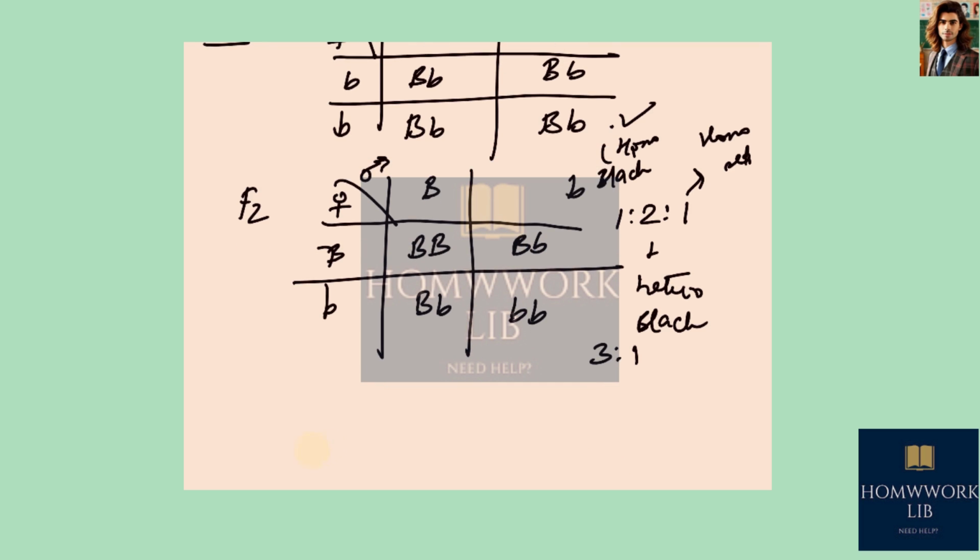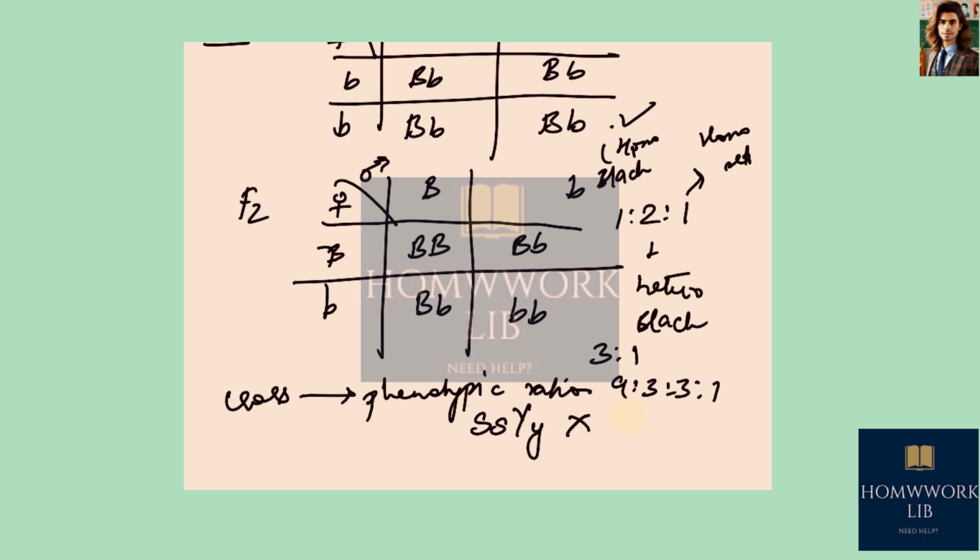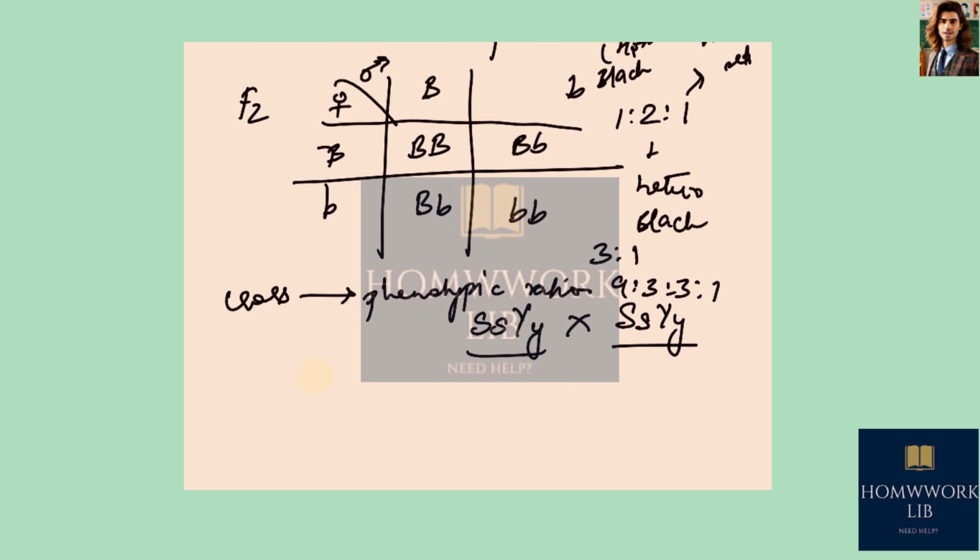Coming to the next question, the genetic cross that would give a phenotypic ratio of 9:3:3:1 is a heterozygous trait, for example, crossed with. So these two individuals will give us the ratio of 9:3:3:1.